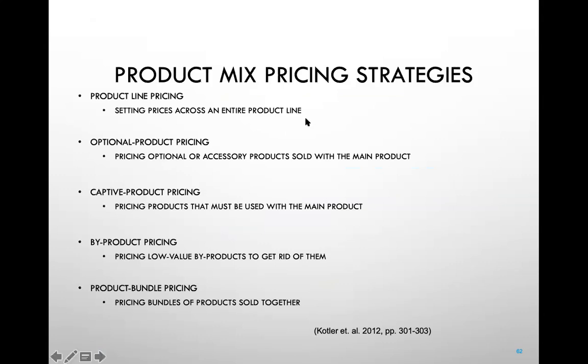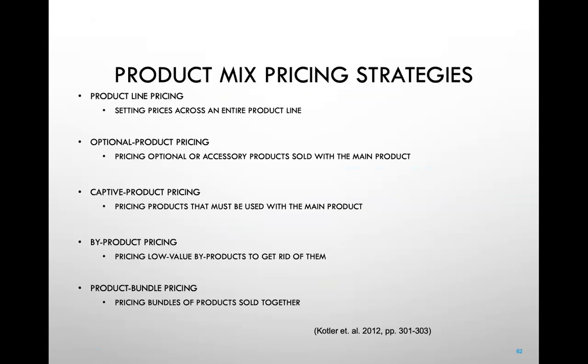The next one is optional product pricing. Optional product pricing is adopted by companies because when they launch the product, they have the main product and the accessory product. So you need to think about how much you would charge for the accessories as well. For instance, when you launch a mobile phone, you need to think about the casing, the charger, the battery, and so on and so forth. They are the accessories.